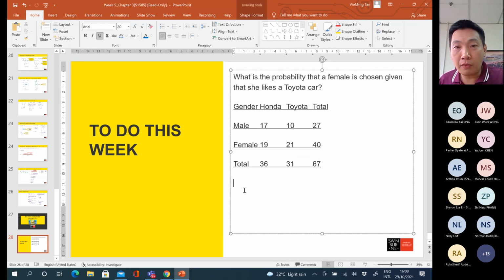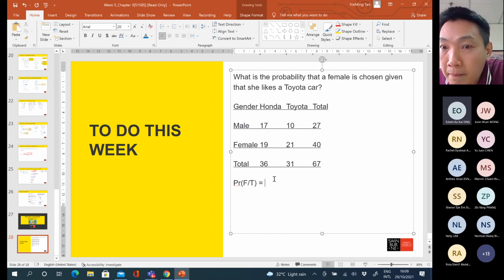So this question is actually looking for the probability of F, given that she likes a Toyota car, so it's T at the back. Toyota means T, I use T to represent Toyota. Honda is H, F is female, right? Okay, let's say this is the equation. Actually, the meaning of this sentence is looking for this answer, given T.